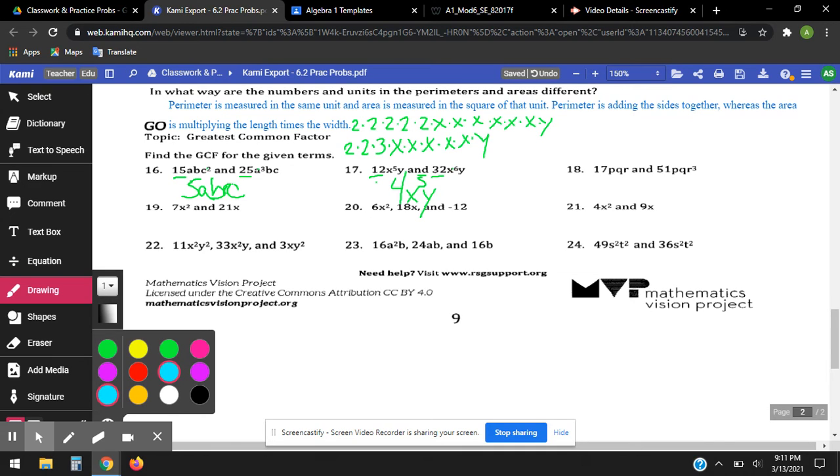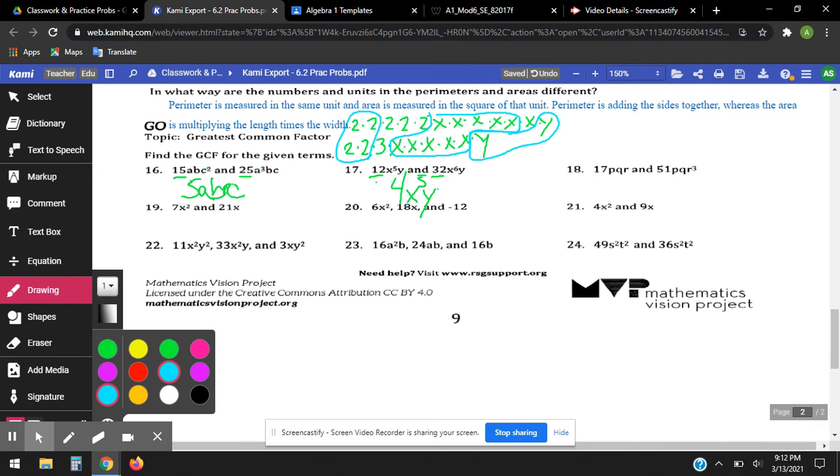And so really to find my greatest common factor, I'm going to see what we have in common. Well, I can take two 2s out of each of them, and that's 4. I can get 5 x's out of both of them, and I can get a y out of both of them. That's what they have the same. So put them together, and I have my greatest common factor.